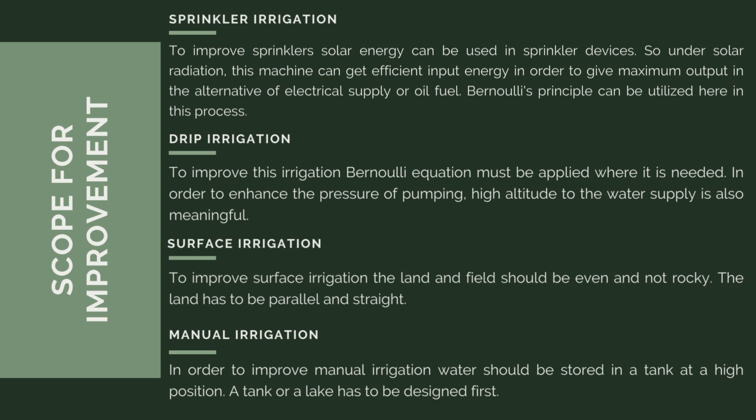In drip irrigation, to improve this irrigation, we can also use the Bernoulli equation where needed in order to enhance the pressure of pumping. High altitude for the water supply is also meaningful here. For improvement of surface irrigation, the land must be even and not rocky. In order to improve manual irrigation, water should be stored in a tank at a high position.